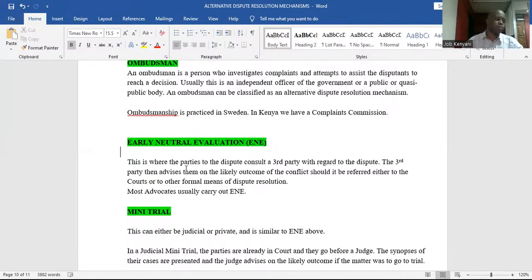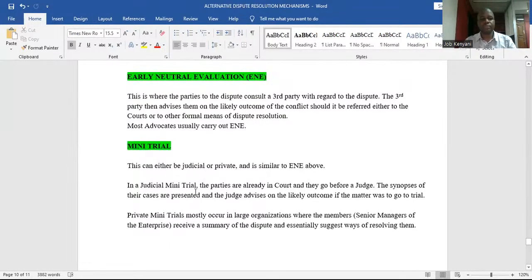So a mini trial. So this is where before formally the proceedings actually commence, it can either be judicial or private. It is almost similar to ENE above. In a judicial mini trial, the parties are already in the court and they go before the judge. The synopses of their cases are presented and the judge advises on the likely outcome. So the judge advises on the likely outcome quite early enough. So if one is found to be guilty, this will be the repercussions. This will be the penalty. So the judge mentions that during the mini trial, or maybe they can say the pre-trial.